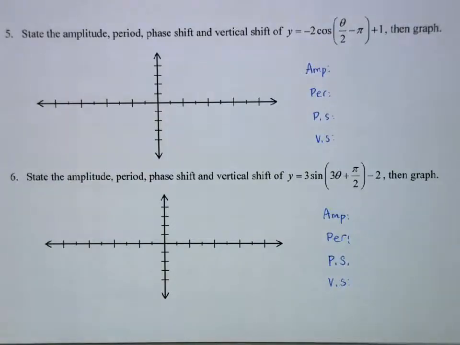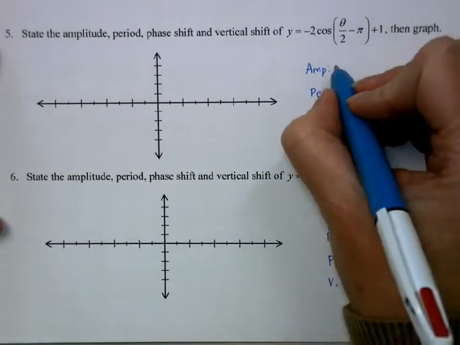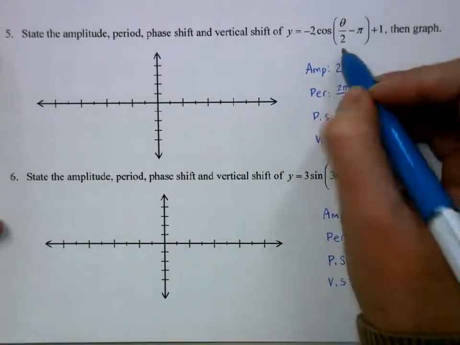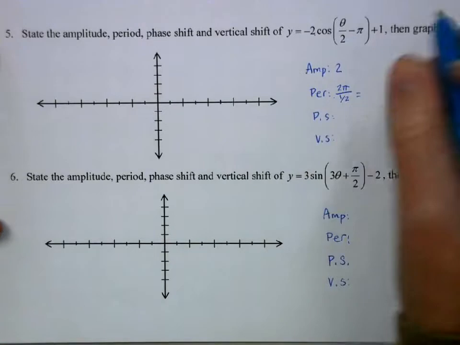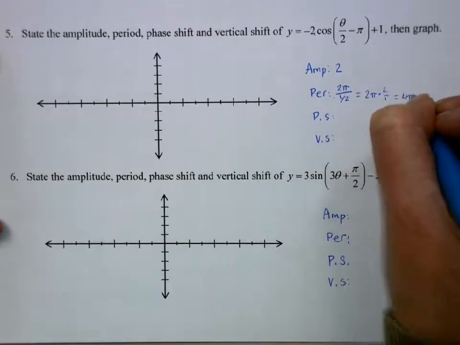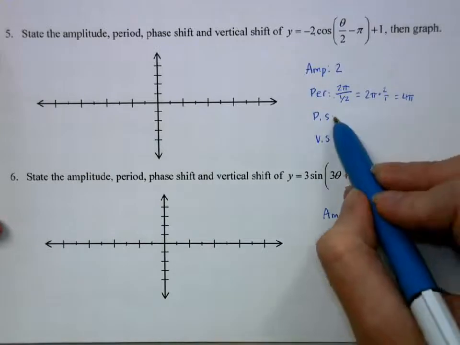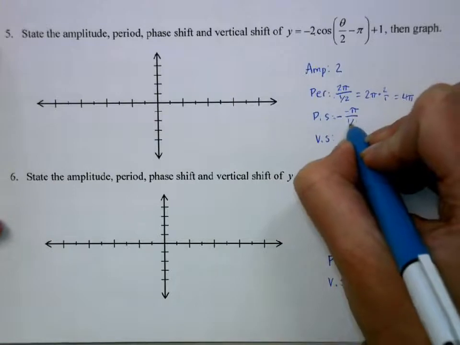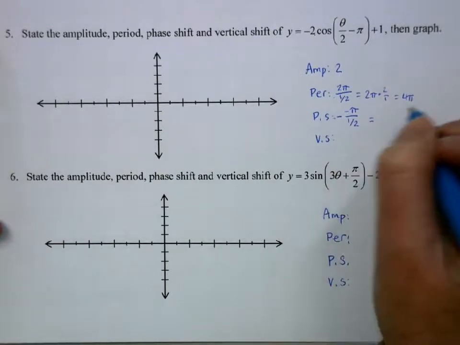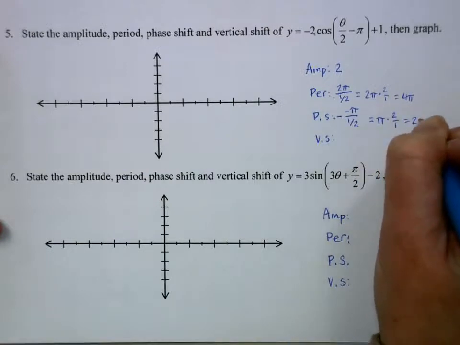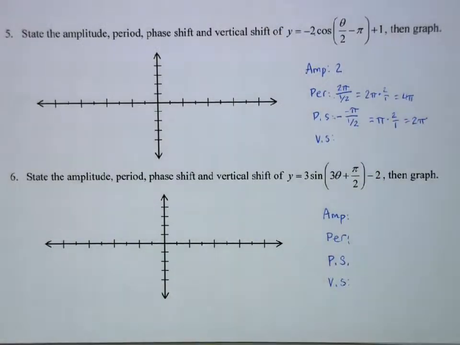So for this one, my amplitude is 2. My period is 2 pi divided by B, which is 1/2. So that's 2 pi times 2 over 1, which is 4 pi. My phase shift is negative C, which is negative pi, over B, which is 1/2. So this ends up being pi times 2 over 1, or 2 pi. So it's going to be shifted to the right 2 pi. This one is a vertical shift of 1.